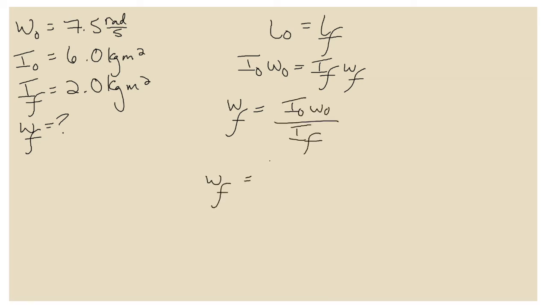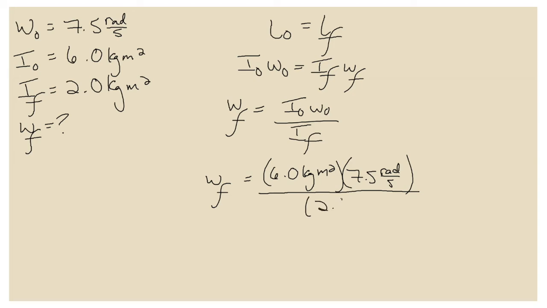And now we're ready to plug in our numbers here. We have our I naught, 6.0 kilogram meters squared. The omega naught, 7.5 radians per second. And then we divide that by the final rotational inertia, which is 2.0 kilogram meters squared.